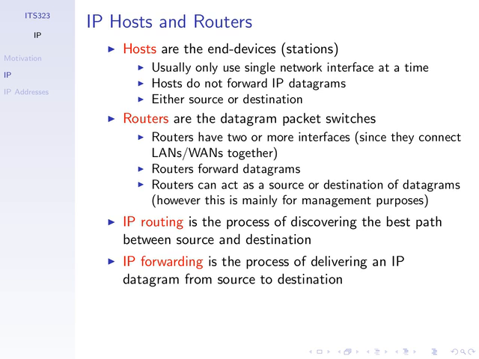IP routing is the process of finding the best path from source to destination, from here to here. We know that, the general concept of routing. Forwarding is the process of getting the data from here to here. Routing creates the routing tables in the individual devices. We'll see that each host and router has a routing table.